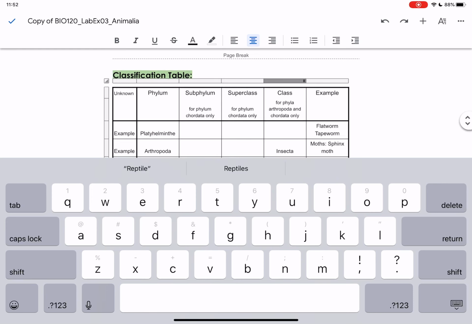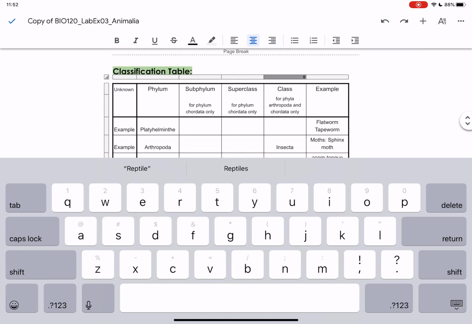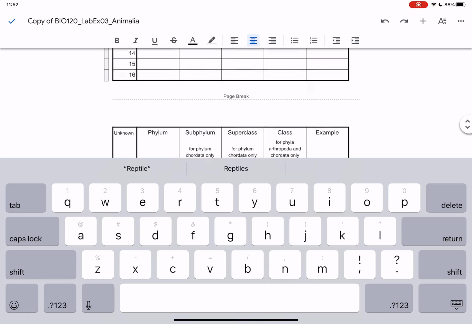Now, sometimes instead of it being a class, for instance, it's called a superclass. So for example, if you have a hagfish or a jawless fish, that's a chordate where it's Agnatha. That's the name of the class, but it's not a class, it's a superclass, so you would write it in the superclass column. Okay, so you're only going to choose one of the 3 depending on whether it's a subphylum, a class, or a superclass.